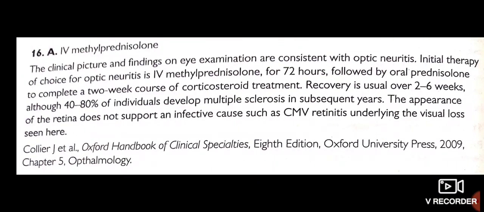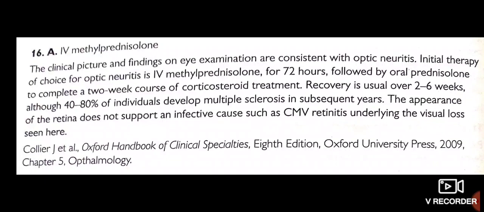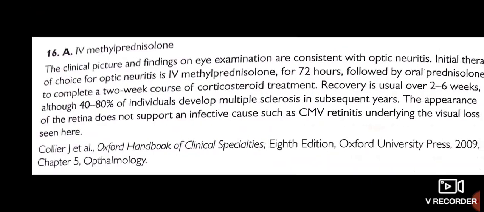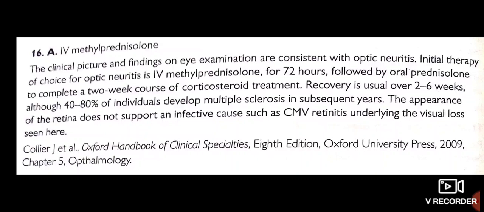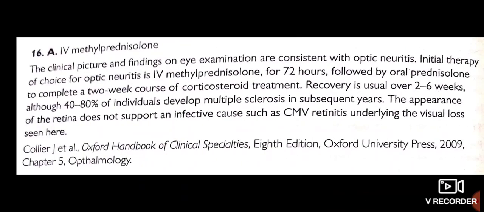Now, IV methylprednisolone. The clinical picture and findings on eye examination are consistent with optic neuritis. Initial therapy choices for optic neuritis are IV methylprednisolone for 72 hours or oral prednisolone to complete a 2-week course of corticosteroid treatment. Recovery is usually over 2 to 6 weeks, although 40 to 80% of individuals develop multiple sclerosis in subsequent years. The appearance of the retina does not support an infective cause such as cytomegalovirus retinitis underlying the visual loss here.